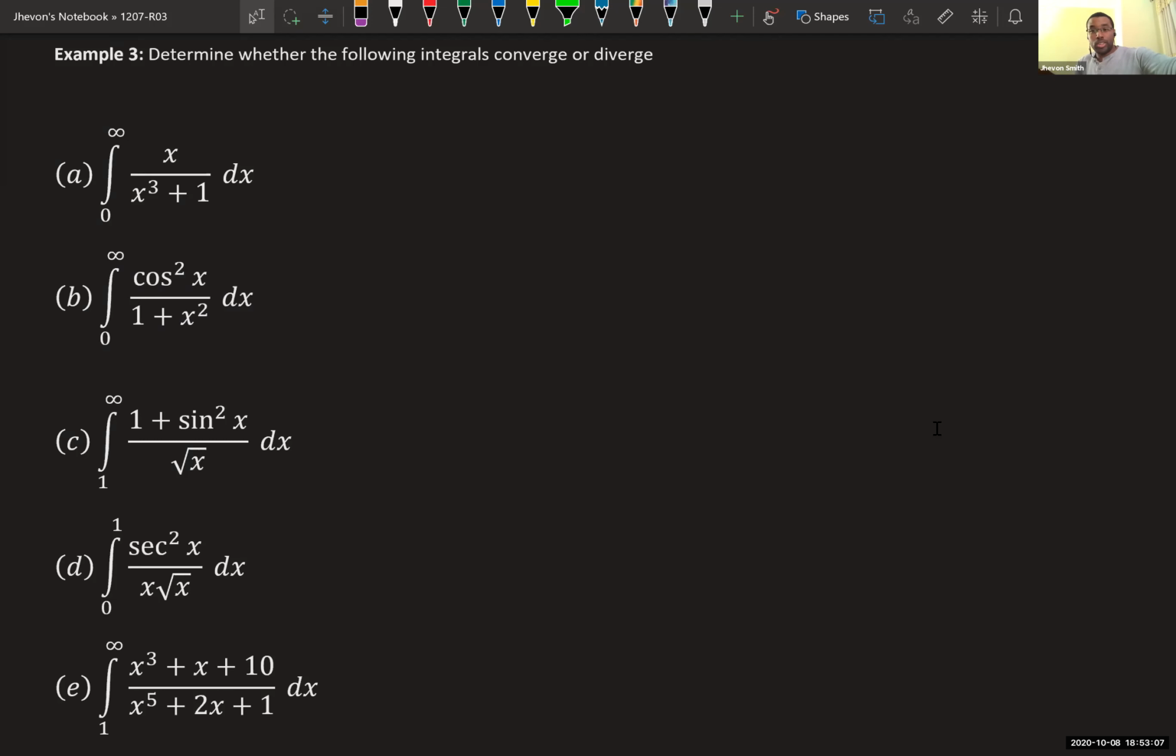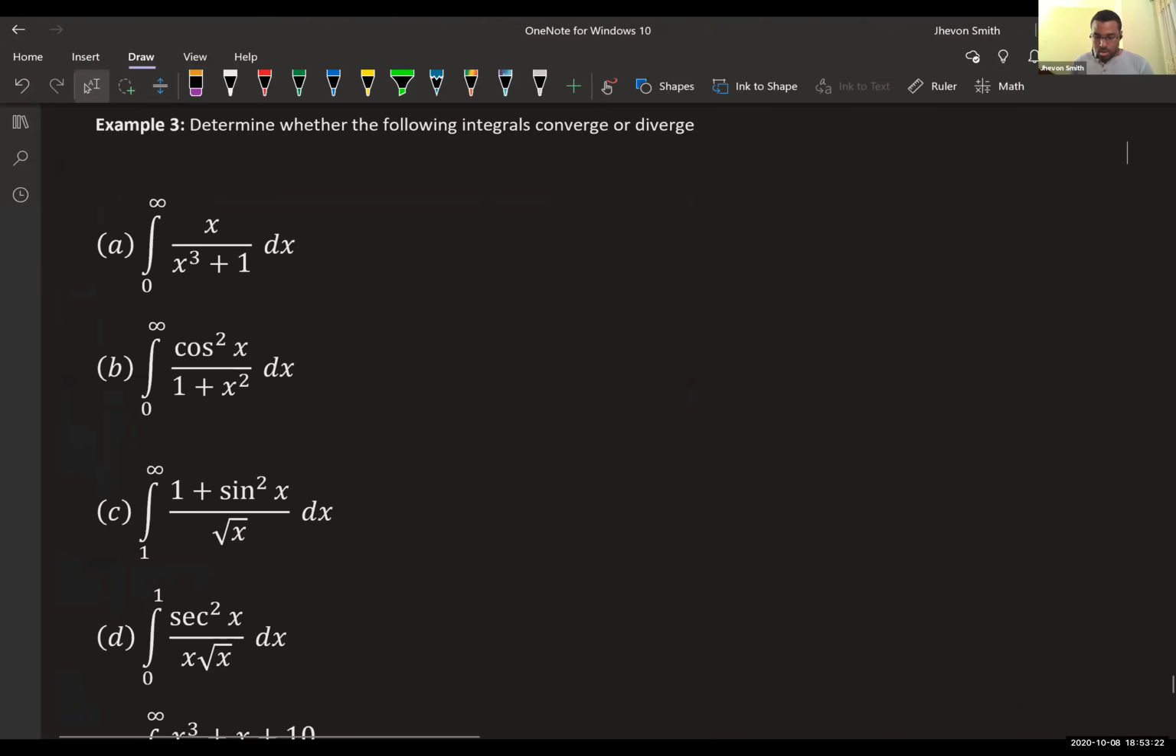So improper integrals, you need to know about integration. You also need to remember your limits from Calc 1. So be aware of that. That being said, we can wrap up there.